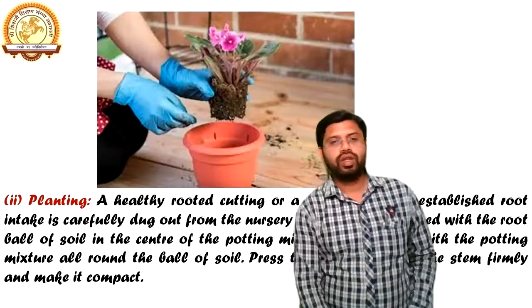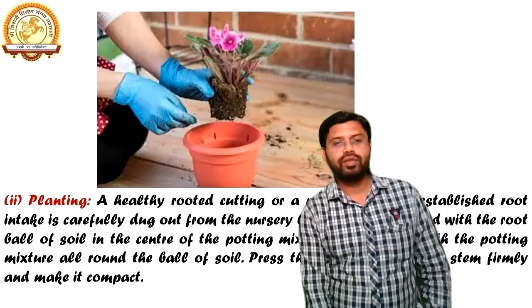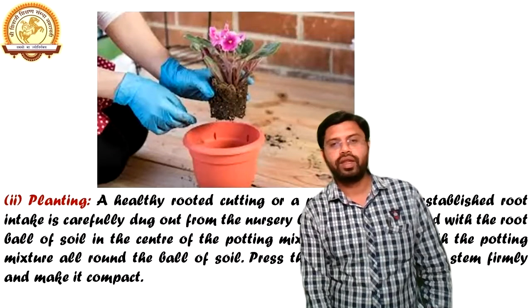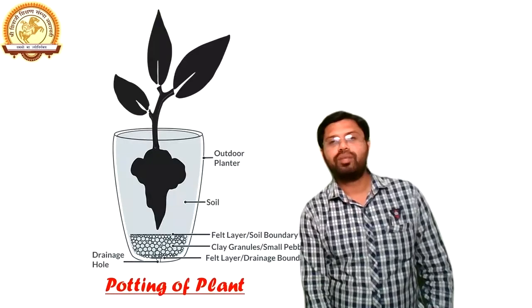After plantation, we have to press it firmly and make it compact. So these are the two basic things: the first is the filling of the pot, and the second is the planting, and how it must be done.